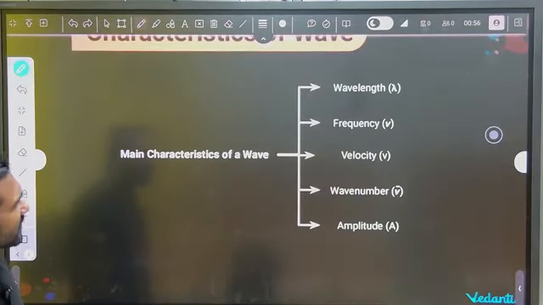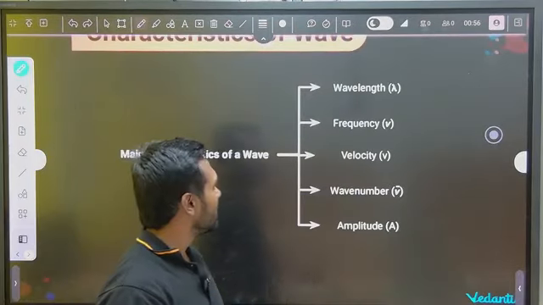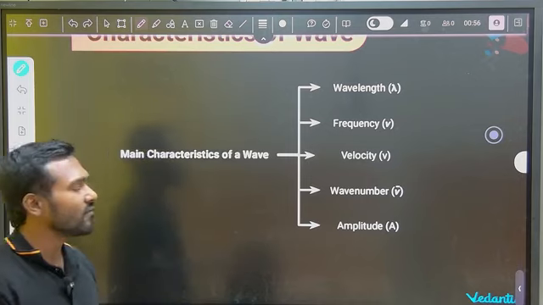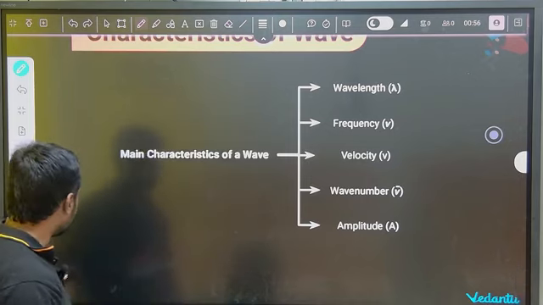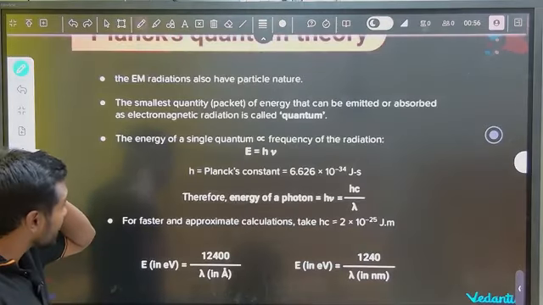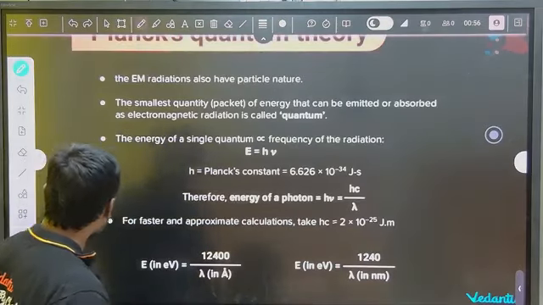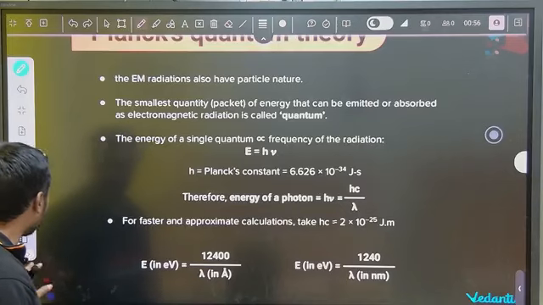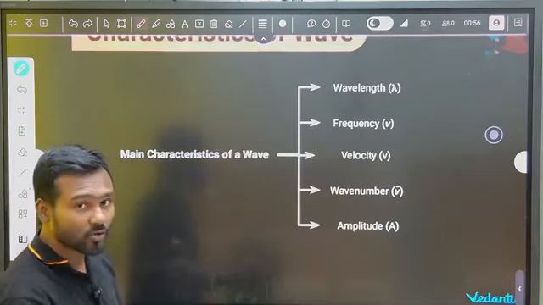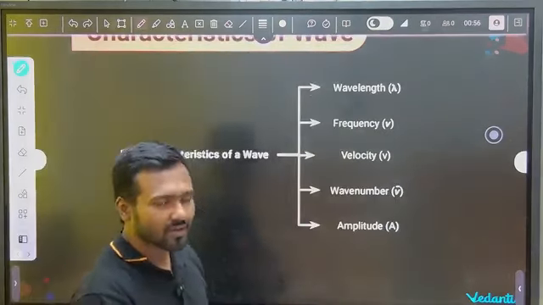So the main characteristics of a wave: wavelength, frequency, velocity, wave number, and amplitude. Already you know all these things, what is the wavelength and what is the amplitude, all those things. I am not going to say all those things. Already you learned these things.